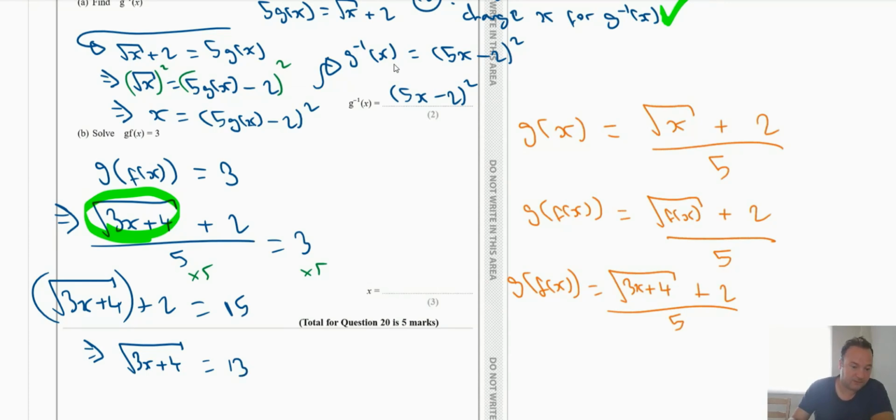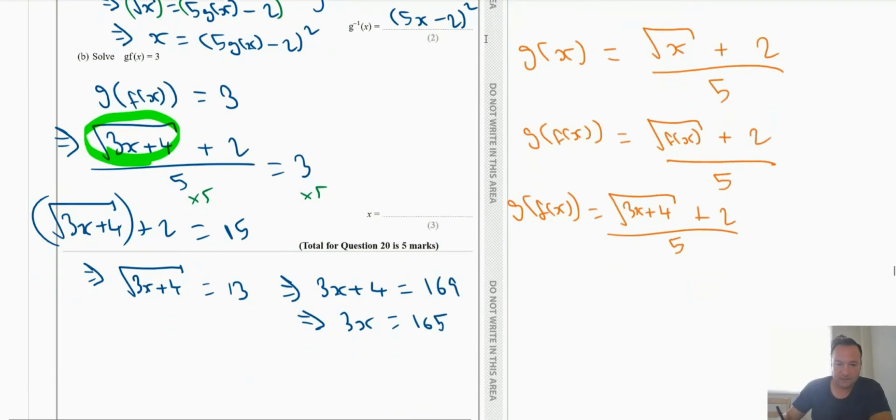Squaring both sides gets rid of the square root on the left-hand side, so 3x plus 4 is equal to 13 squared, which is 169. Taking the 4 over to the other side means that 3x equals 165. And then we can see that x is going to be 165 on 3. Let's see, 3 into 16 is 5 remainder 1, which gives us 55.